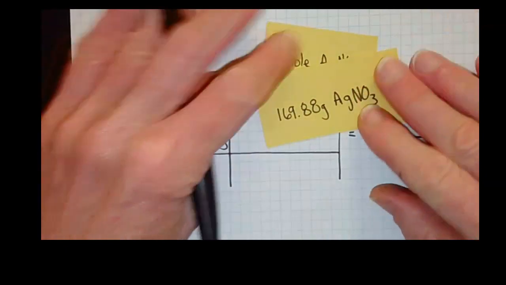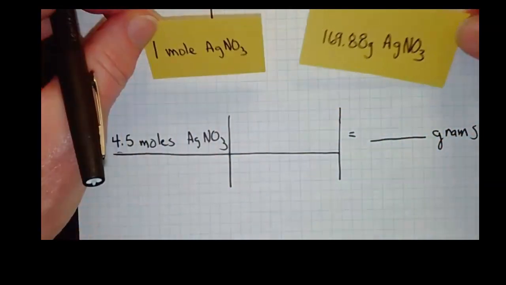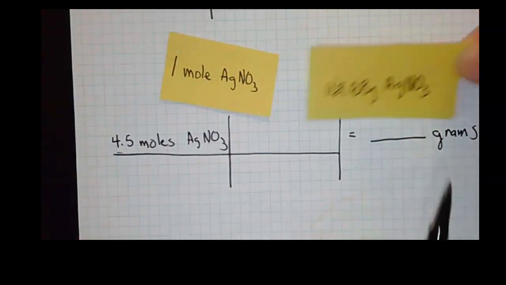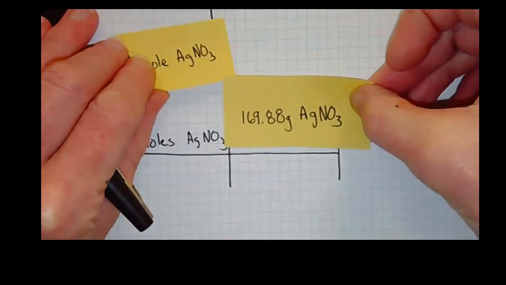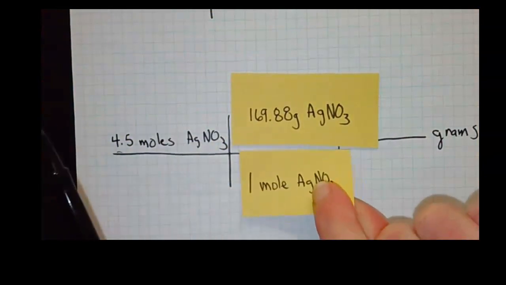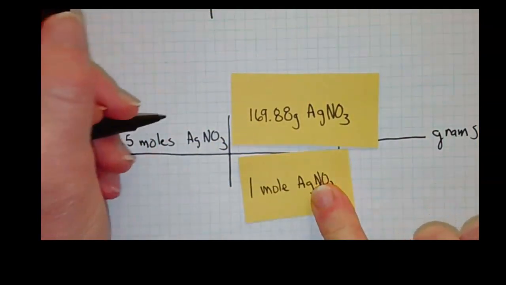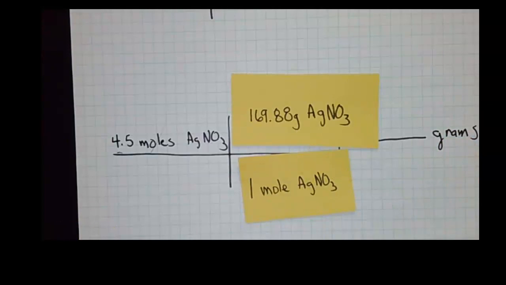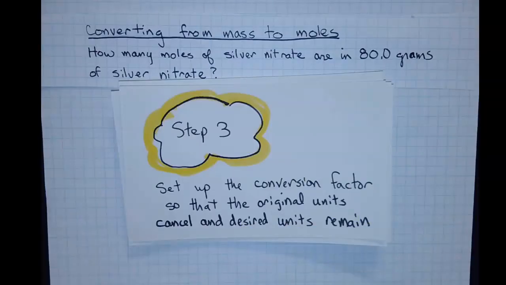Now here's another example. If I was going from moles to grams, well, I end up with grams, so I want the grams on top and I'll put the moles on the bottom. And then the moles would cancel and I would be left with grams. So that is how you decide which one of the conversion factors you put on top and which one goes on bottom.